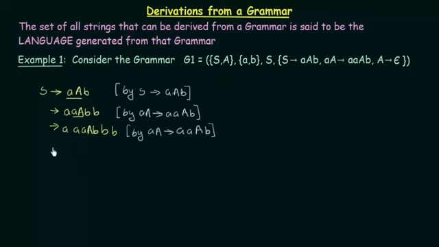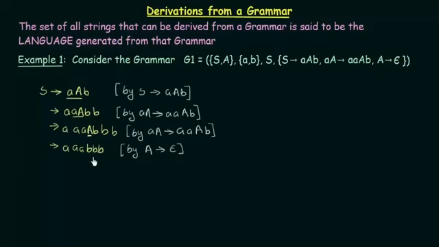Okay, and now I would like to further expand this. Here I have this A over here, and instead of A I can write epsilon. That means I can replace it with an empty symbol. So I can write AAA, and epsilon means you can just leave it blank, and BBB, and this is by the production A gives epsilon. So finally we got the string AAABBB. So this is a string that is derived from the grammar G1.